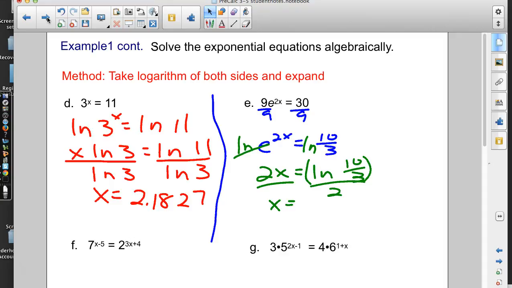And again, wait until the end, do it all as one punch in, don't start writing intermediate steps down. Show the algebra to get them, but we want to keep this exact all the way through. So there's our natural log of 10/3, divided by 2, so 0.6020.